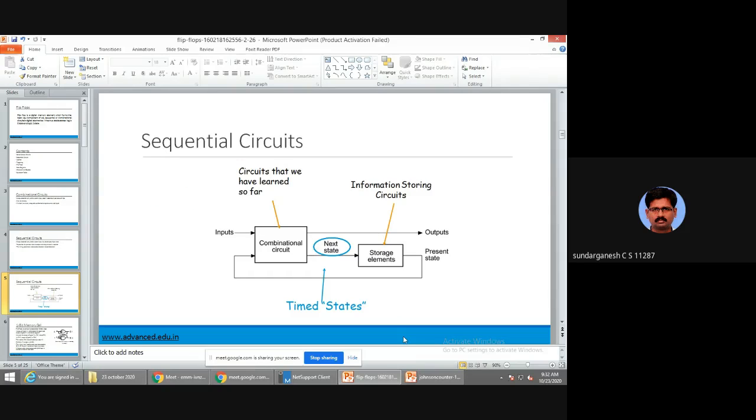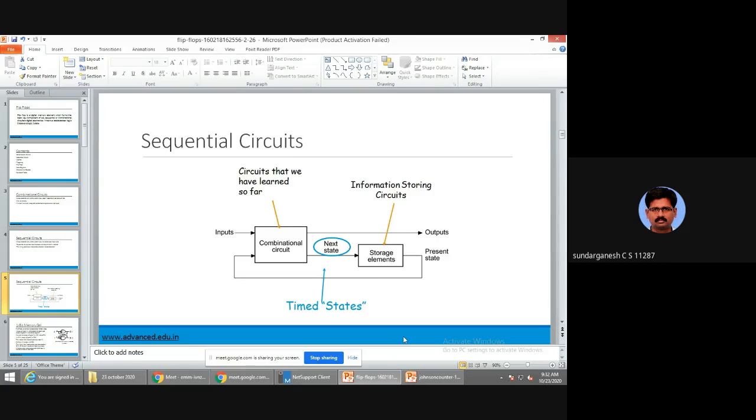So combinational circuits we have learned so far. In a sequential circuit you have a next state, so there are storage elements. The storage elements hold the previous state. That state is taken as one of the inputs, and the current inputs as another input. So these two combined together produce the output.